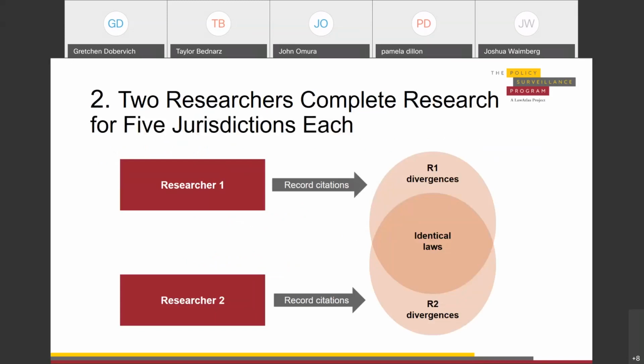So this is a slide that shows how the redundant research process works in terms of quality control. Each researcher is independently completing the research for either 5 or 10 or whatever the number of jurisdictions assigned. We have 5 in this title, but if you're doing an entirety of the first batch, it would be 10, for example.